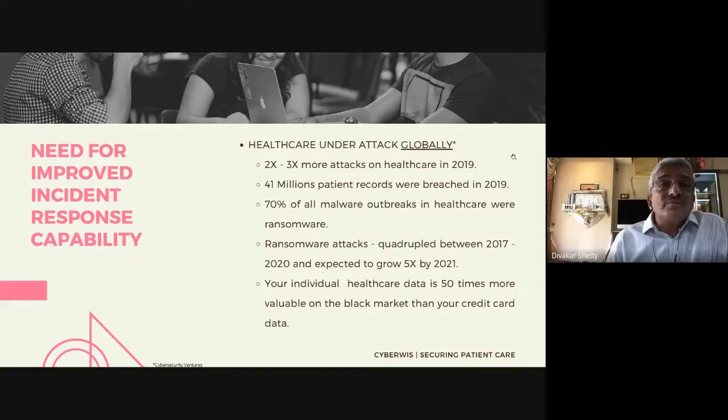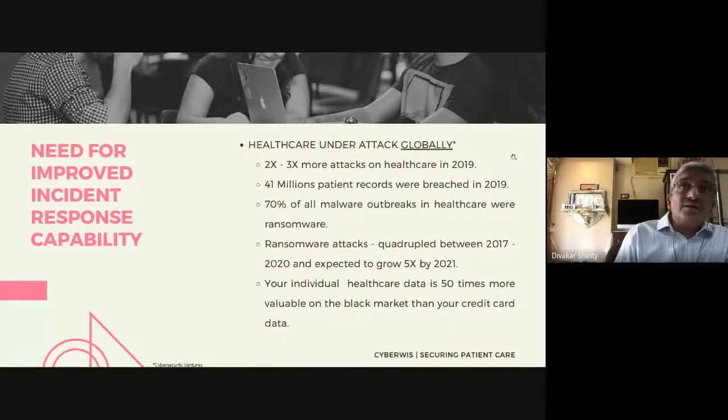As General Pant also mentioned, when you talk about ransomware, everything comes to a standstill until you pay them the ransom. And nowadays, the latest fashion is they want to be paid in bitcoins. They don't want cash. Ransomware attacks quadrupled between 2017 and 2020, and they are expected to grow by 5 times more in 2021.